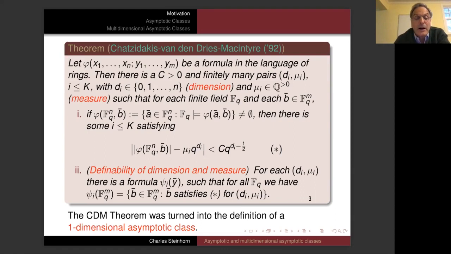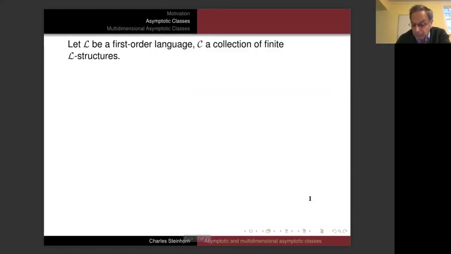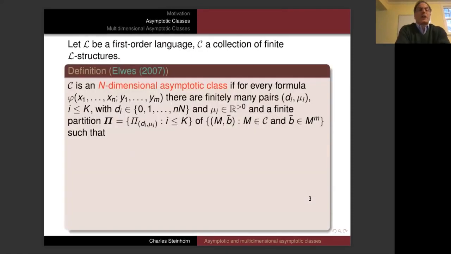And then I'll go on from here to talk about, so in what follows, we'll just let L be a first order language and C a collection of finite L-structures. And so a definition, which I'm not sure I like the name of this anymore, but turning around names after 10 years is like trying to turn around the Titanic.